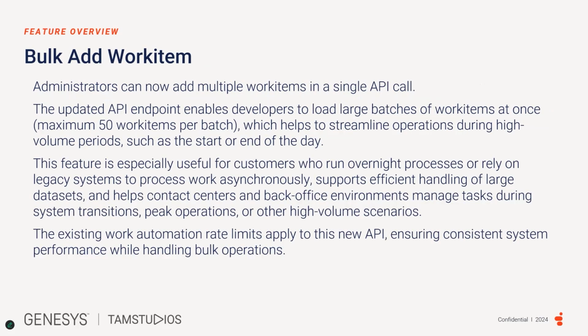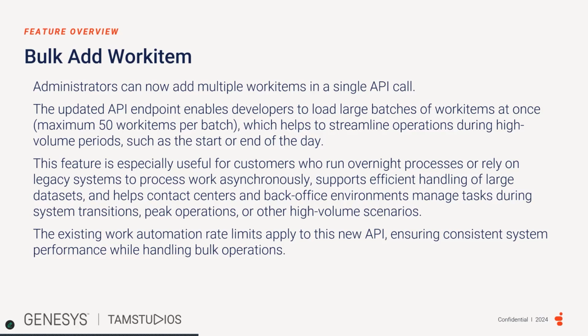Another feature that has been added is bulk add work item. Administrators can now add multiple work items in a single API call. The updated API endpoint enables developers to load large batches of work items at once. A maximum of 50 work items per batch can be added, which helps to streamline operations during higher volume periods such as start or end of the day.